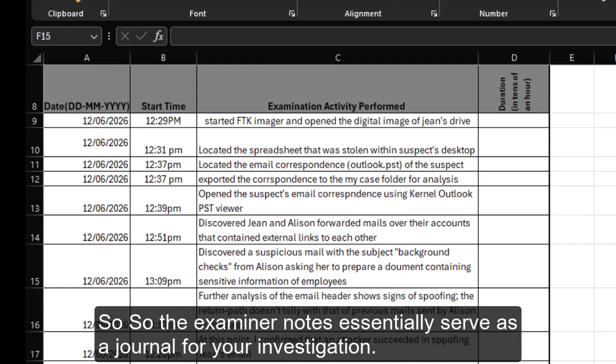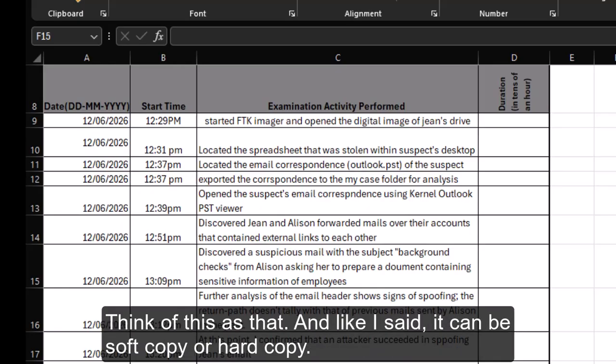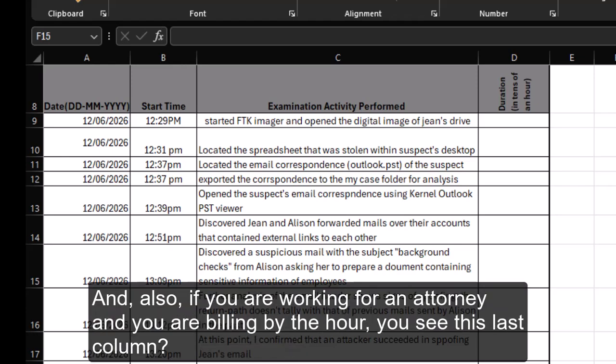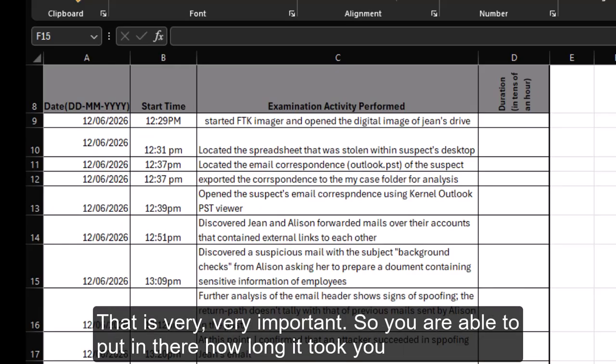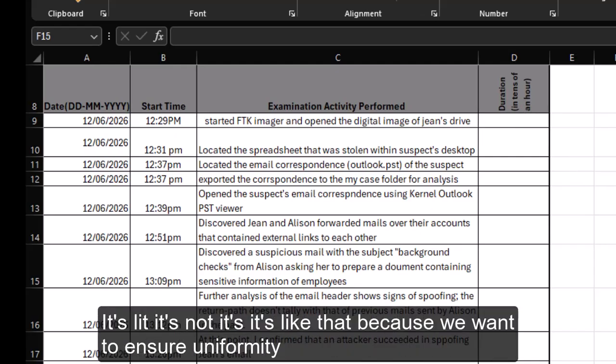So the examiner notes essentially serve as a journal for your investigation. Probably you may have watched CSI series where you see detectives with their little notes. Think of this as that. And like I said, it can be soft copy or hard copy. Also, if you're working for an attorney and you are billing by the hour, you see this last column, that is very, very important. You're able to put in there how long it took you, and the duration is in tenths of an hour. It's like that because we want to ensure uniformity.